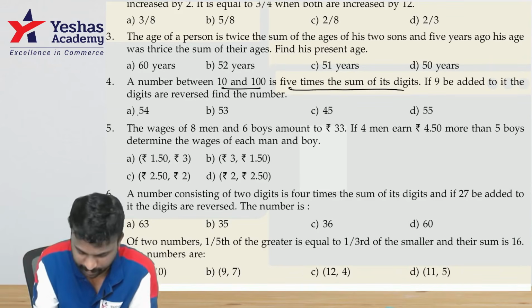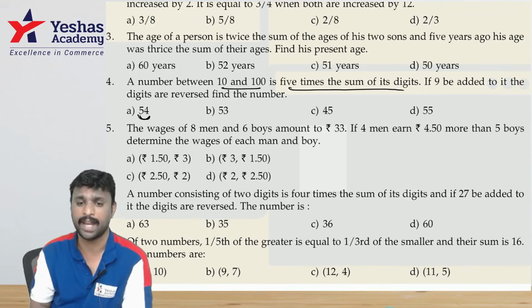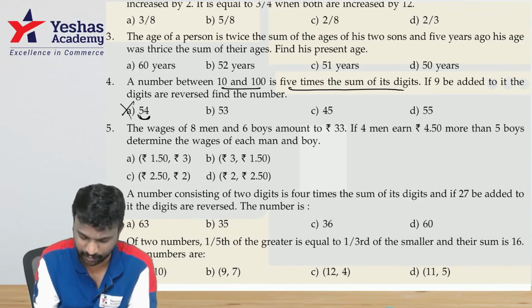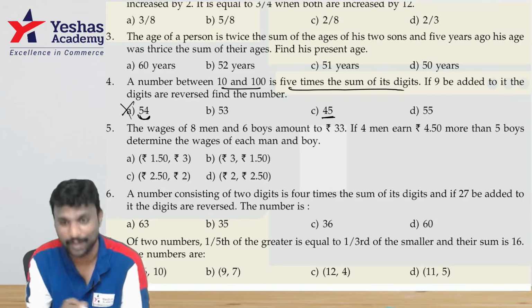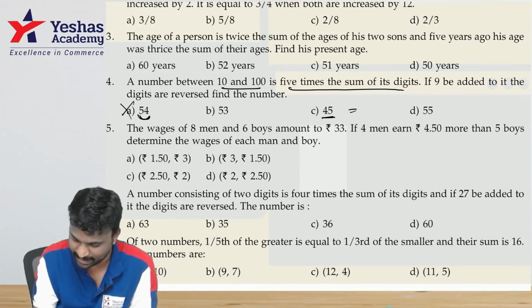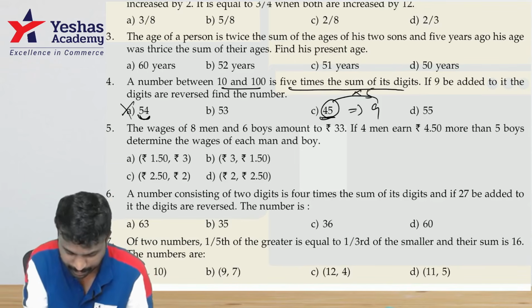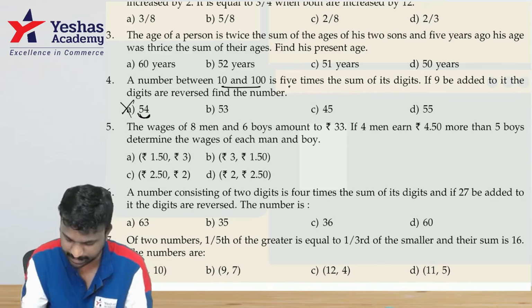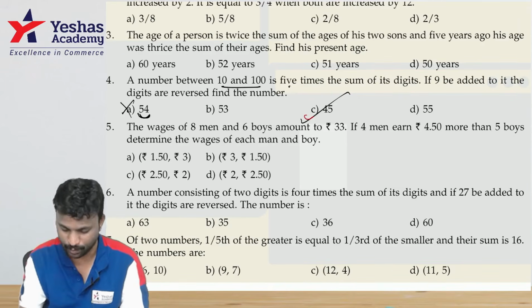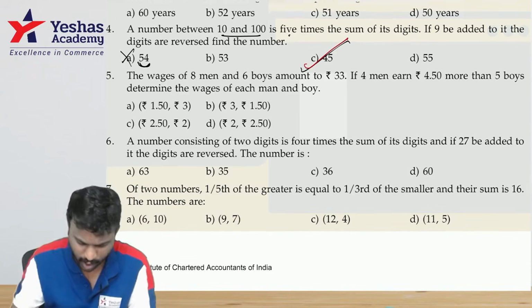Guys, if I take 54, sum of the digits is 9. 9 5s are 45. It's not 54. Definitely it has to be 45 only, because sum of the digits is 9. So don't you think 9 5s are 45? The number is definitely 5 times the sum of its digits. That means option C is the right answer. Have you all understood? Guys, moving on to the next question.